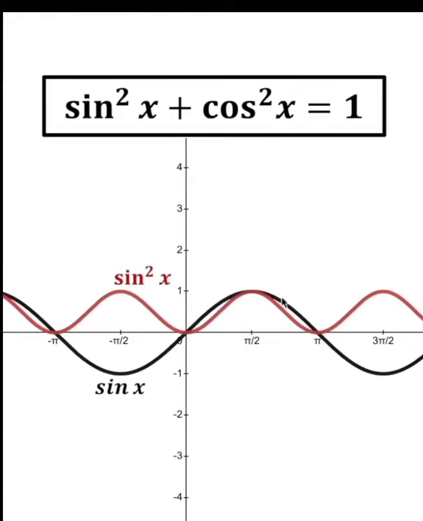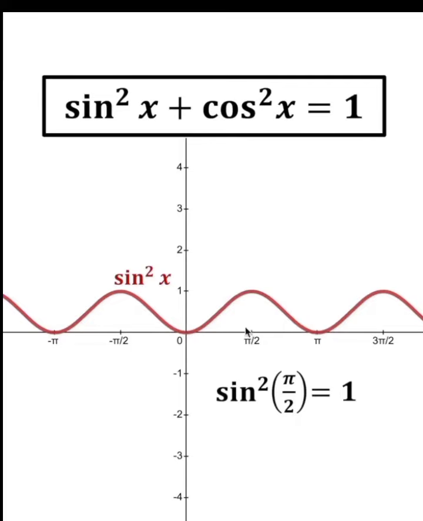And you can tell here in the positive area that the shape of the graph changes a little bit as well. So the sine squared of pi over 2 is equal to 1. We can tell that because the height of the graph is 1 at x equals pi over 2. We can shade from the x-axis to the height of the sine squared of x graph.